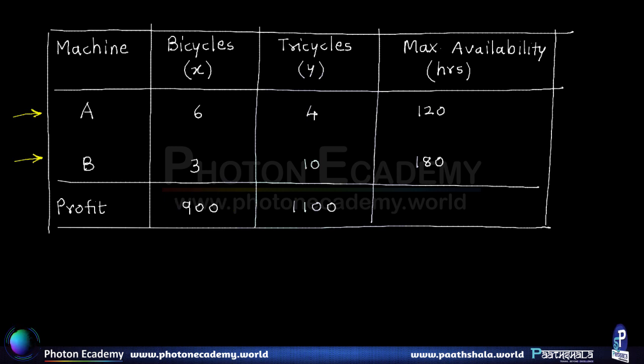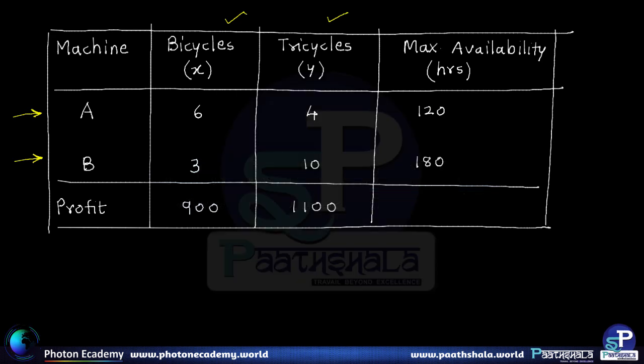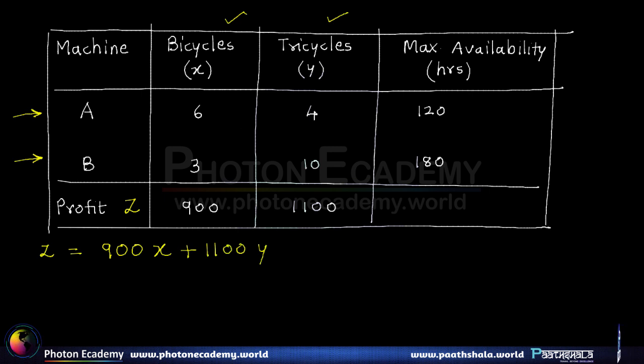So the final LPP will have to be made now. For that, we have already assumed the decision variables, that is x and y. The next step was to identify the objective function, and we have written that the objective function is z, nothing but 900x plus 1100y. So the second step is done. Next we have to write the constraints. This is a very important step.